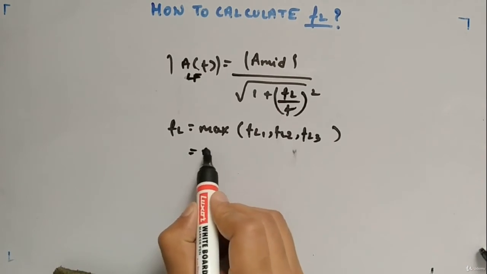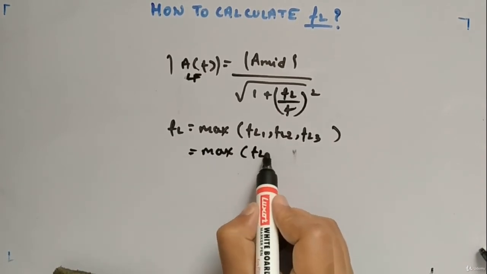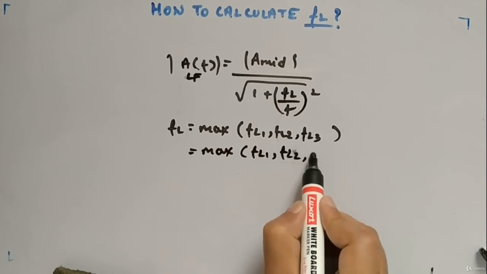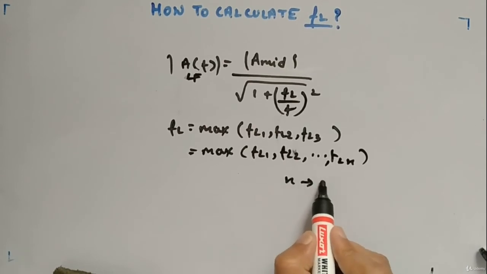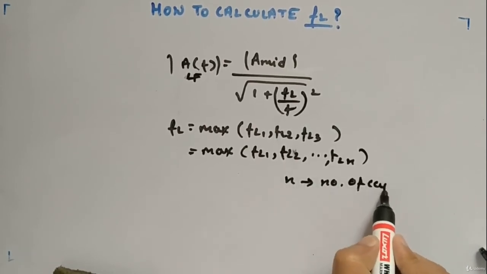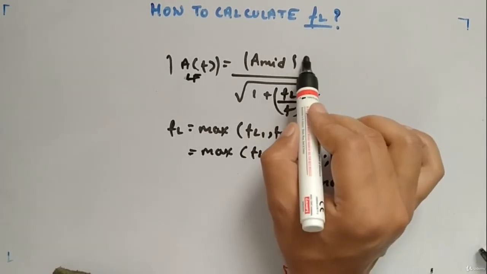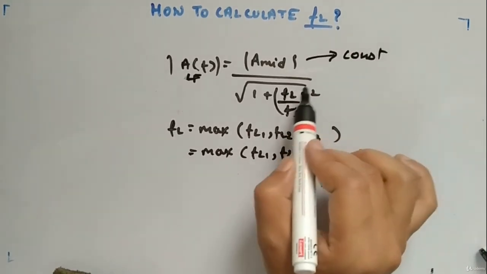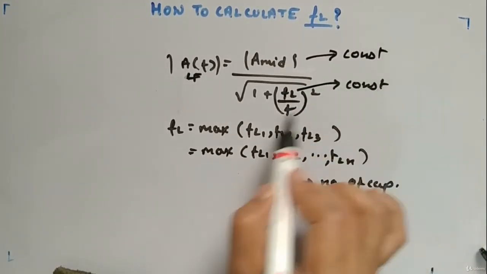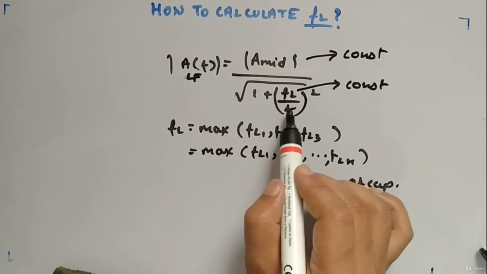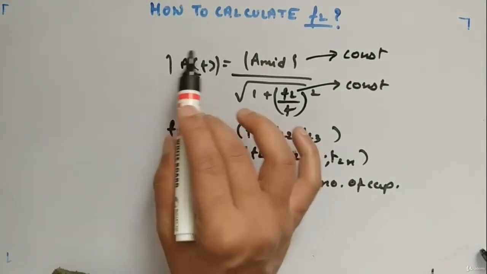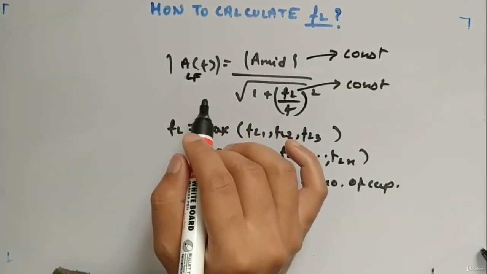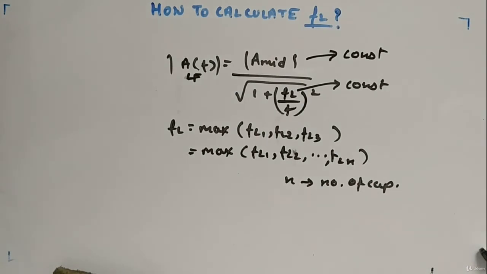If you want to generalize, you can say FL1, FL2, up to FLN, where N is the number of capacitors. Okay, so that is how you calculate. This is a constant term. Here midband gain is also constant. So whatever frequency change you apply in the low frequency region, not in the high frequency region, you will get the magnitude of gain. Okay, so that is how you approach low frequency analysis.